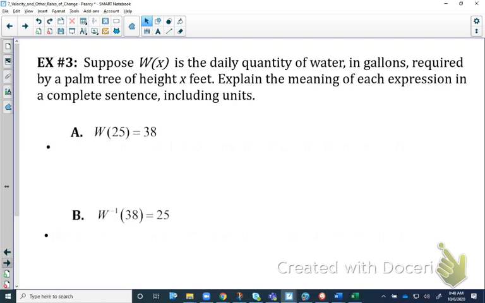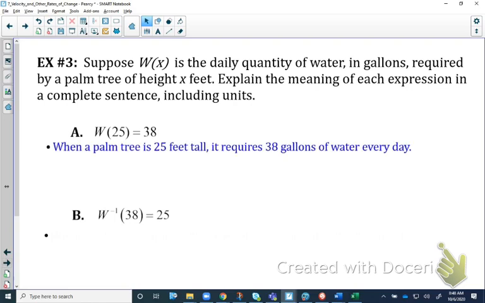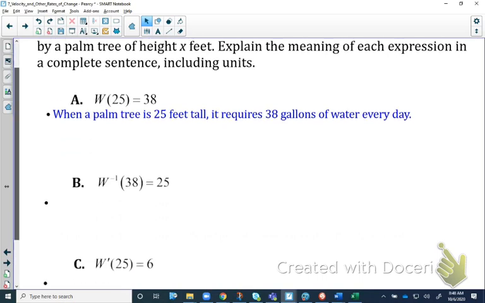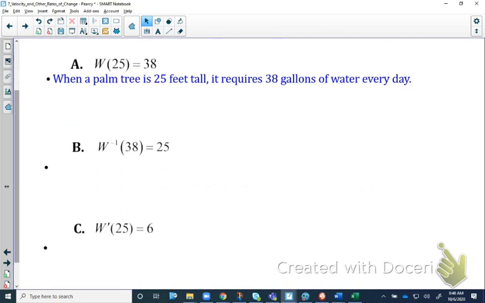But here, W of 25 equals 38. That's telling you that the height of the palm tree is 25 feet and that it's going to require 38 gallons of water every day, which seems like a lot to me, but I guess that's how much palm trees take. Maybe this isn't exactly accurate.